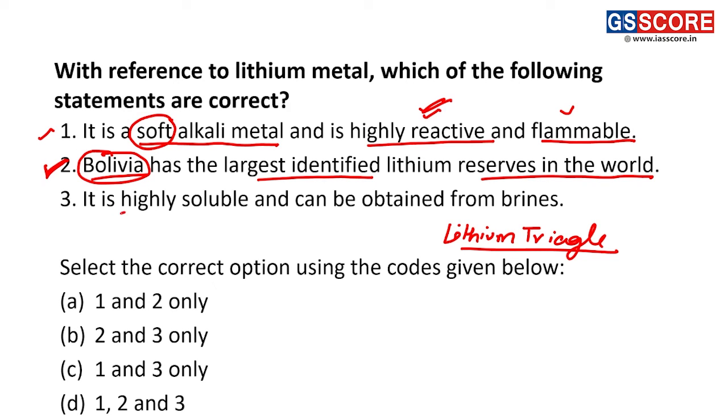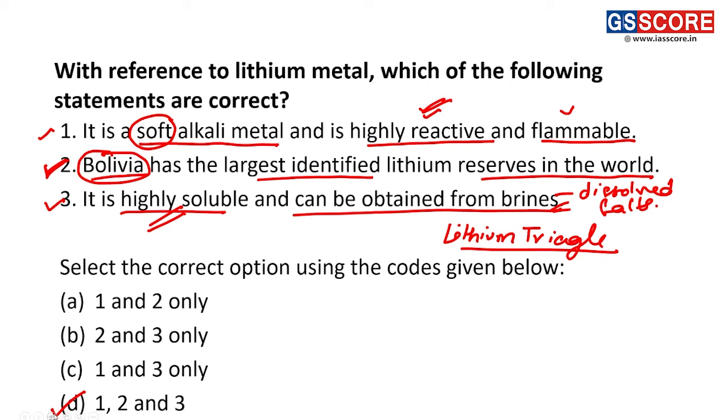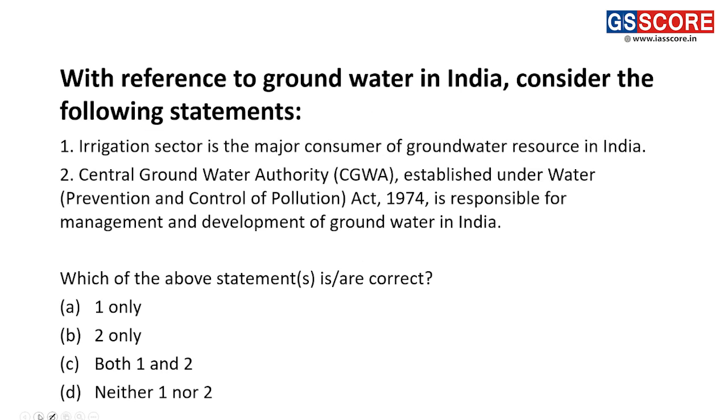Statement 3, it is highly soluble and can be obtained from brines. This is also a correct statement because this lithium metal is quite highly soluble, and can be obtained from the brines, which are dissolved salts. Okay, so analyzing these three statements which are correct, our answer here becomes D, that is 1, 2 and 3. All the statements are correct statements.